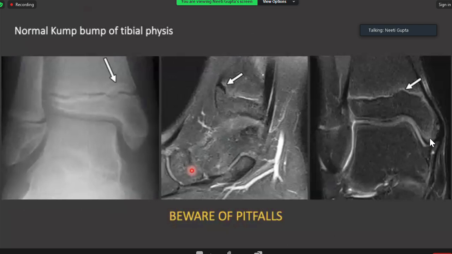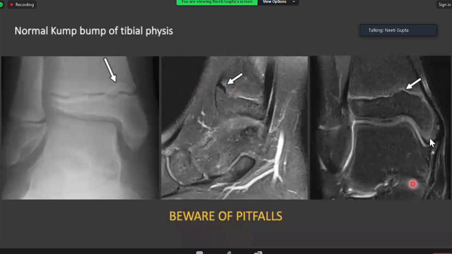Then you also need to remember some pitfalls. Watch out for important pitfalls, especially like this bump or prominent undulation of the distal tibial physeal plate, which should not be mistaken for a physeal bar. It is the earliest site of physeal closure in the distal tibial plate. Characteristic location, like the distal tibia and distal femur, and absence of adjacent marrow edema or soft tissue edema distinguish it from pathological physeal bars.